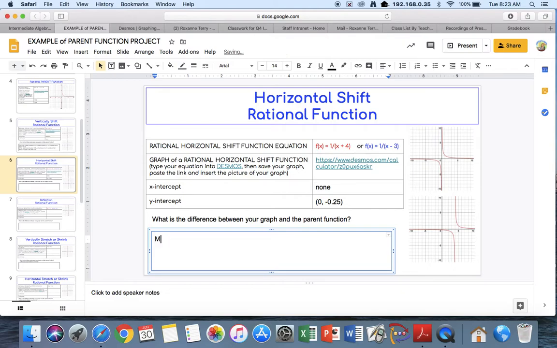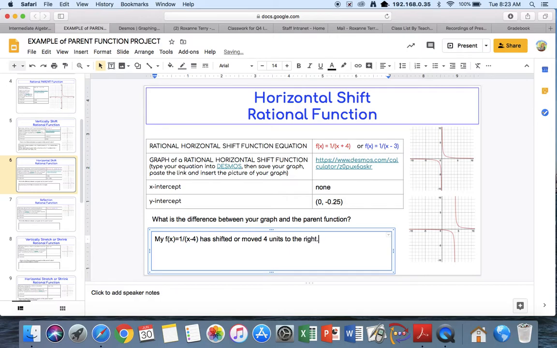So my function, and I'm just going to type in the function here, 1 divided by, and I'm going to put parentheses so I remember this is on the bottom. Oh, and I see above it said plus 4. I'm just going to type in minus 4 because that's what I did in my graph. Has shifted or moved 4 units to the right.